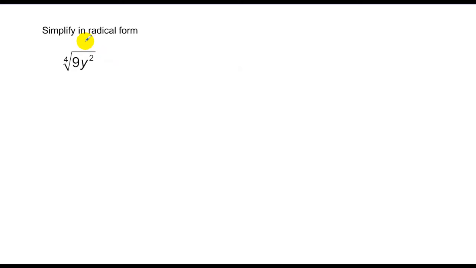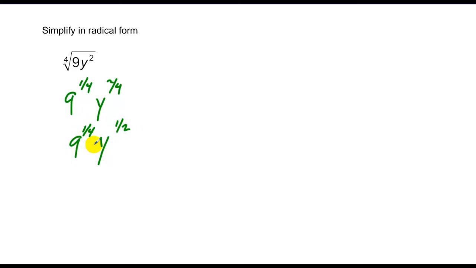Now we're going to simplify this term in radical form. Well, what I have is 9 to the 1/4 and y to the 2/4. Now, y to the 2/4 is going to reduce to 1/2, and the problem I have here now is that my denominators are different, so I can't make one radical out of that.